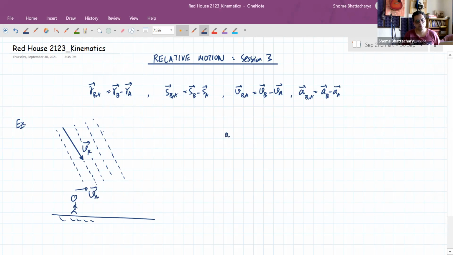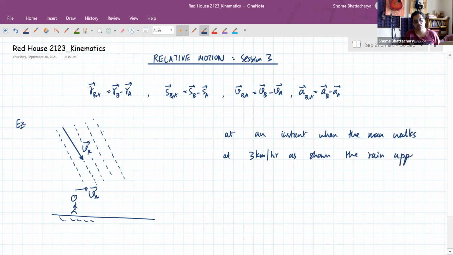So at an instant when the man walks at, let's put it less, 3 kilometers per hour, as shown. The rain appears to fall vertically as observed by him.